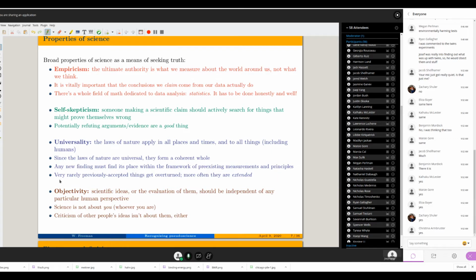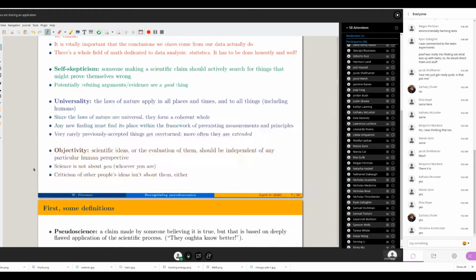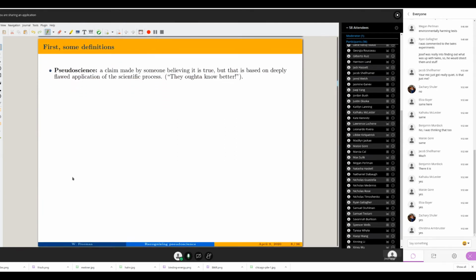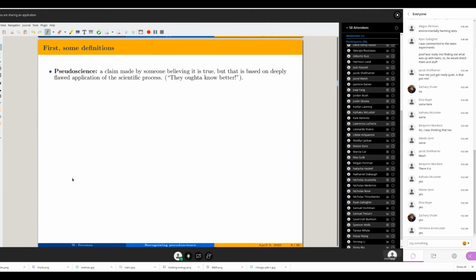We saw last time some guidelines for doing science well that stem from these principles. But what I want to do today is talk about how they go wrong, and we're going to look at a bunch of different examples of how these principles go wrong. But first, I want to define a few terms here.